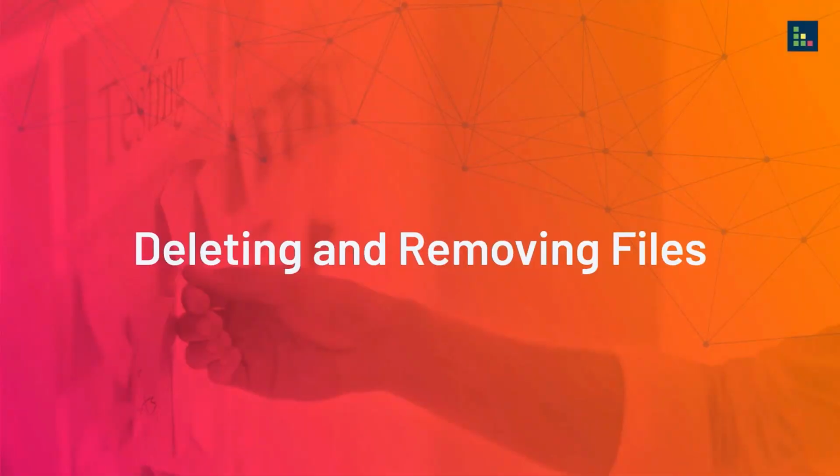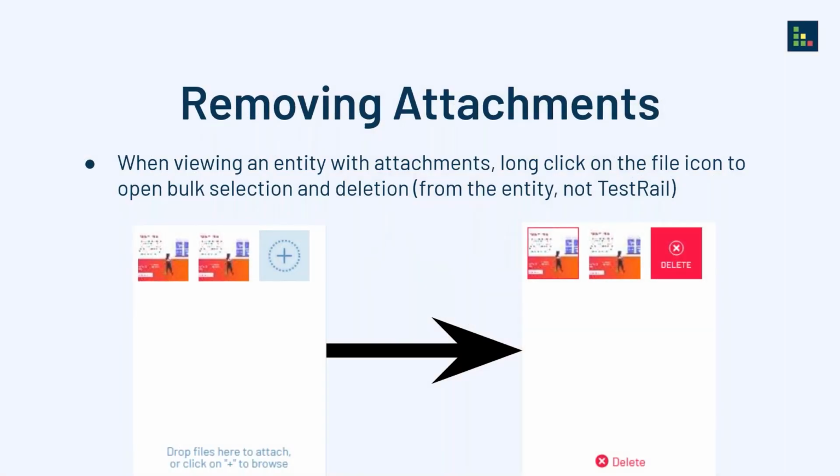So there are different options now for deleting and removing files. You can delete files permanently from TestRail, and you can remove them from your attachments or from your test cases. So there are two different methods here. So first, let's talk about removing attachments.